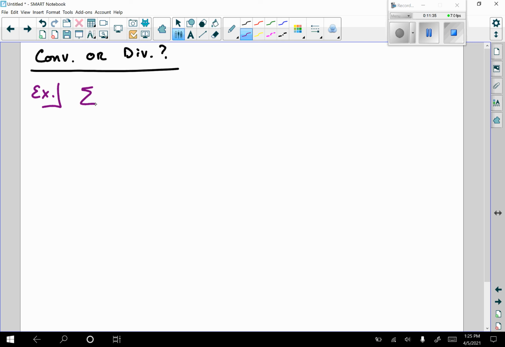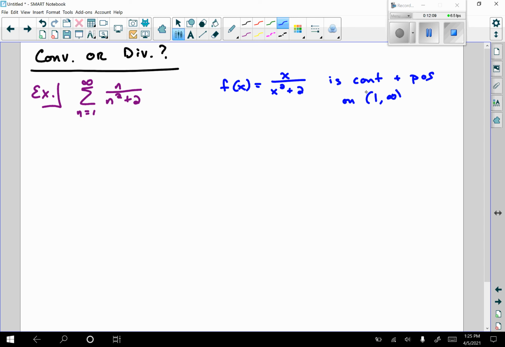All right, so in this example, we're going to look at the series of n over n squared plus 2. So first we have to figure out what is f of x. So we're going to let f of x just equal this expression with x instead of n. So it's x over x squared plus 2. Now, again, we're looking from 1 to infinity, so there's nothing that's going to cause any vertical asymptotes here from 1 to infinity. So we would say that this is continuous and positive on 1 to infinity, or we can include the 1. Now we need to find our first derivative.